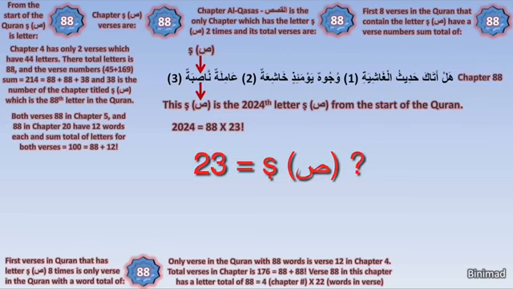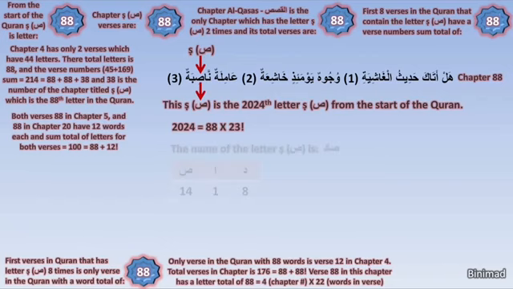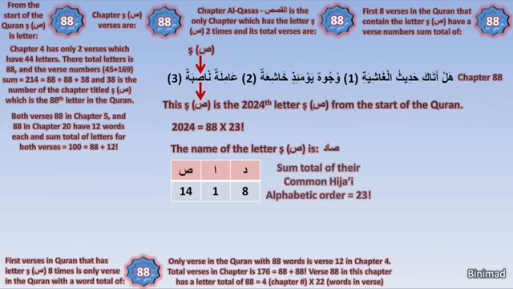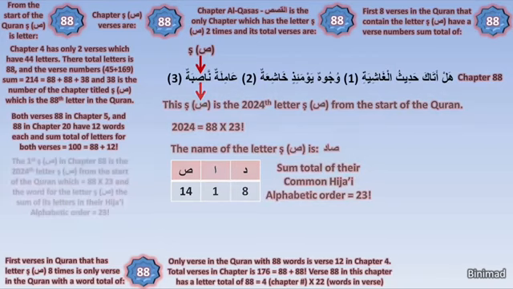The name of the letter Sad in Arabic is the word Sad, and these are its letters and their order in the common Hija'i alphabetic order. Amazingly, their total is 23. Look at all of this. It's truly shocking, but it simply does not end.